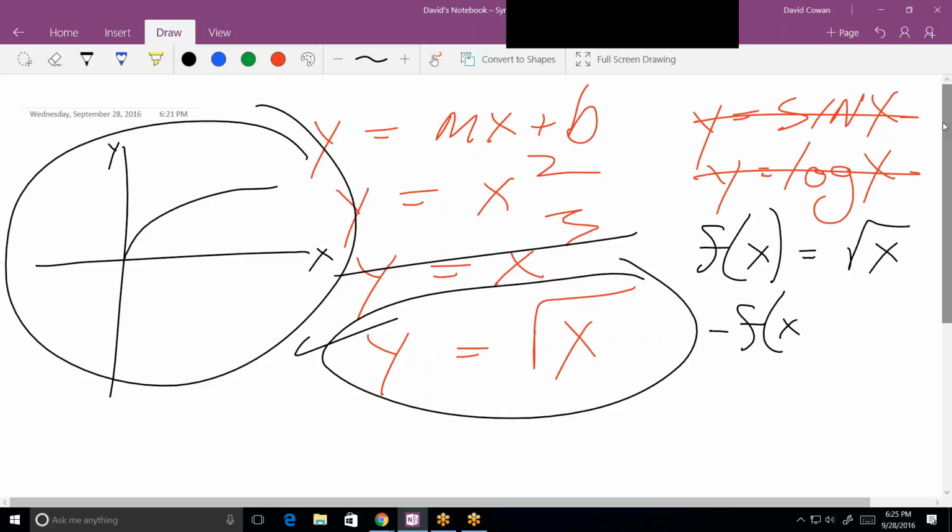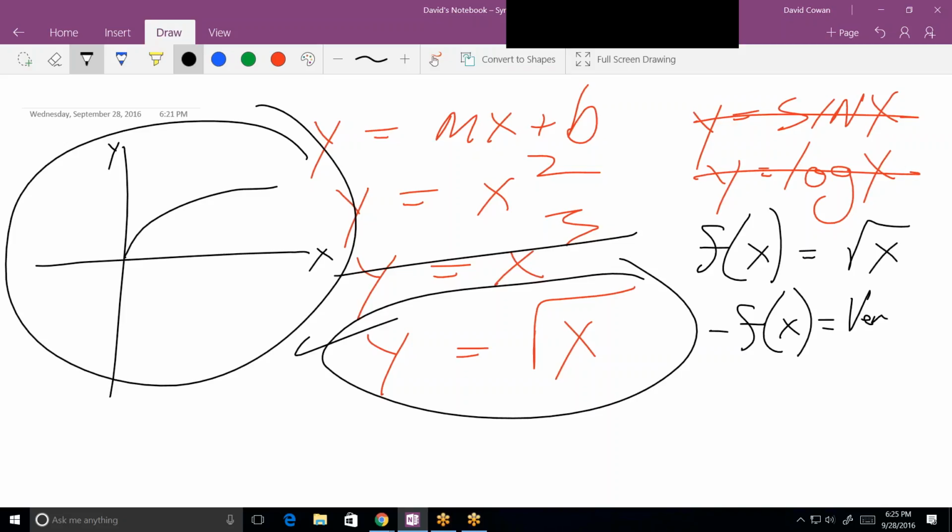You really kind of have to know that minus f of x means a vertical reflection, because the negative sign is outside the function. So if I were to do a vertical reflection of my graph, it looks like that.